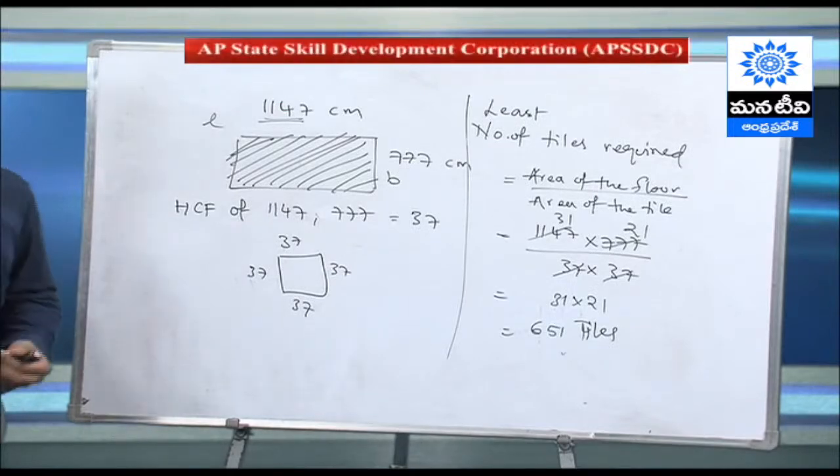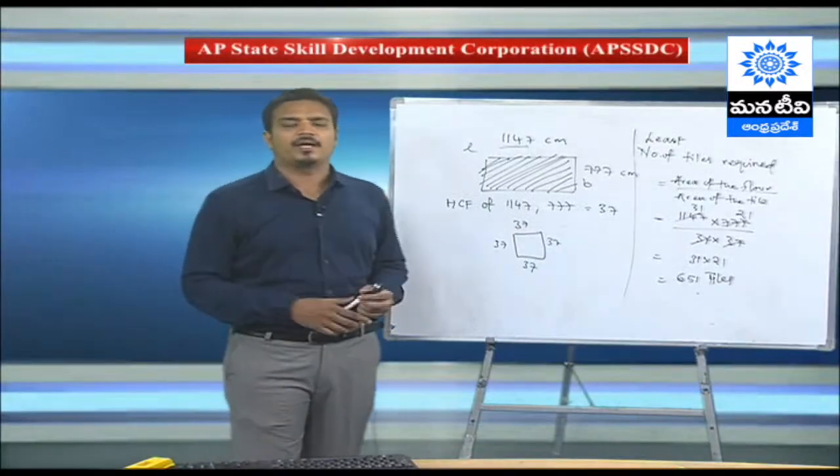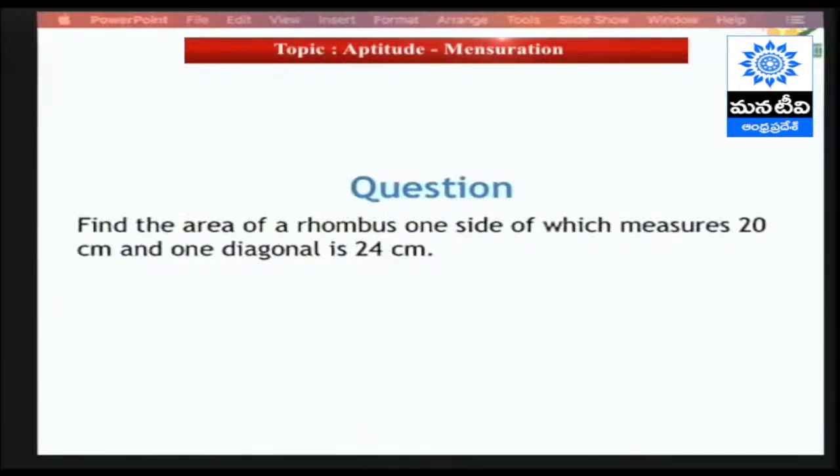All right, I hope you understand this. Now let's see the next question. Find the area of the rhombus, one side of which measures 20 centimeters and one diagonal is 24 centimeters. Okay, now we have to find out the area of the rhombus.